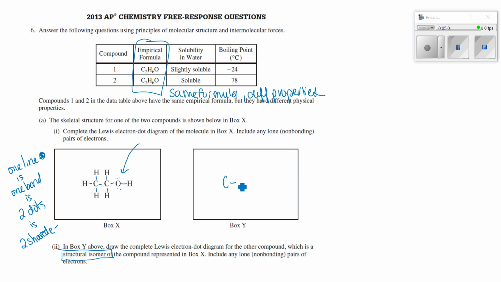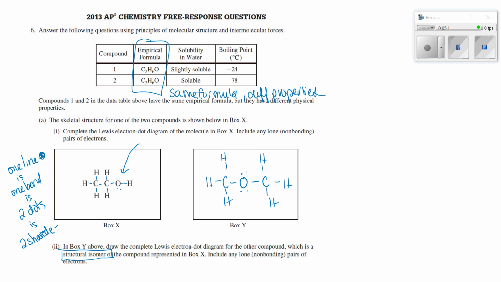And the other way in which we can put them together is, instead of having the oxygen at the end of the molecule, the oxygen can go in between the two carbons. So this isomer is going to look like this.